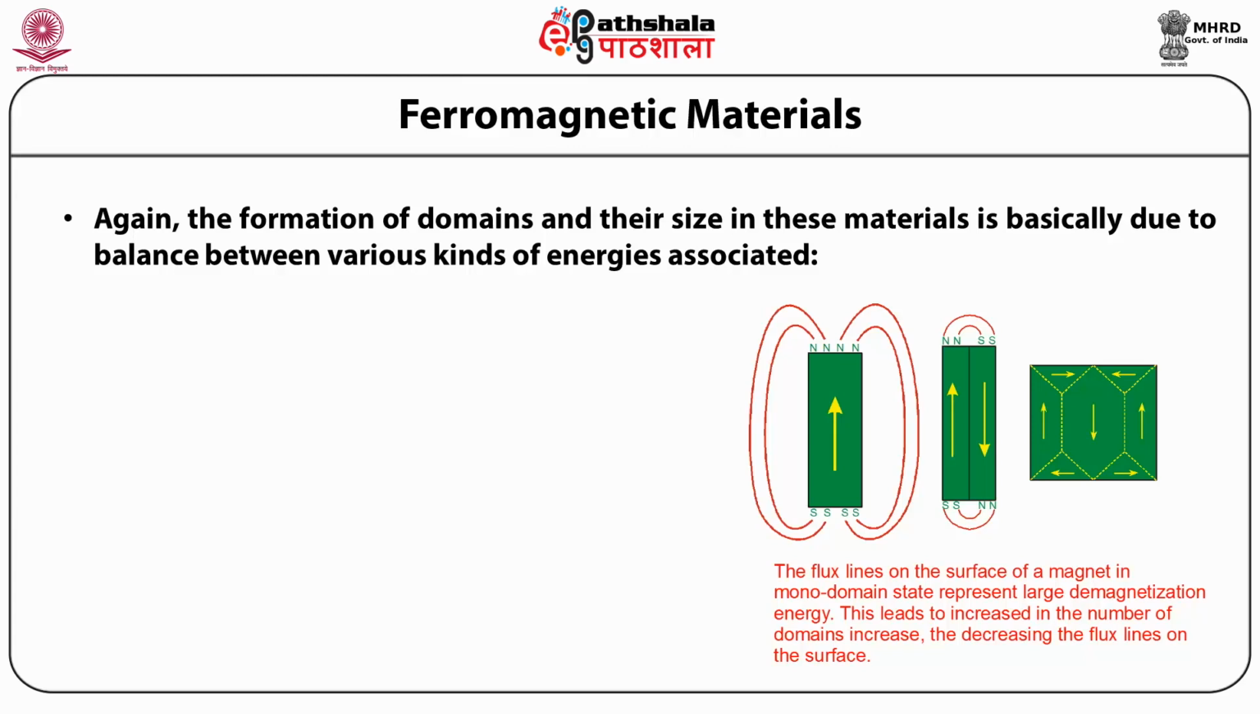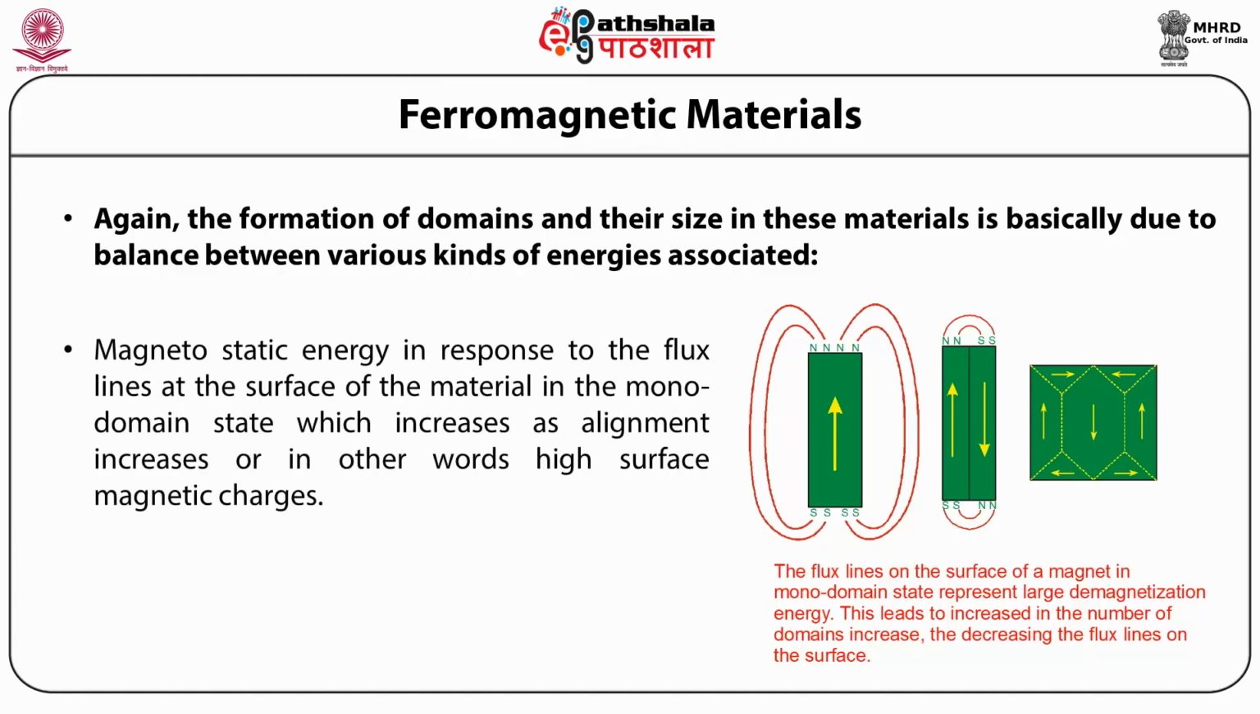kinds of energies associated. First is the exchange energy, which makes the magnetic moments align in one direction without violating the Pauli's exclusion principle. Second is the magnetostatic energy, in response to the flux lines at the surface of the material in the monodomain state, which increases as alignment increases, or in other words, high surface magnetic charges.